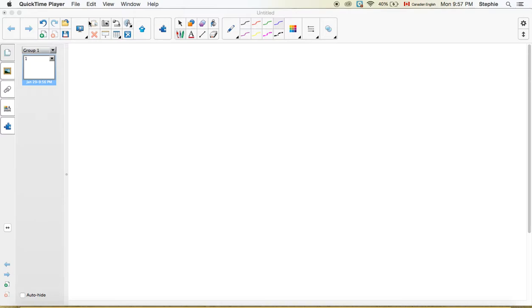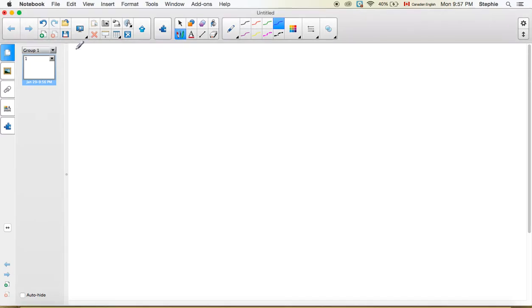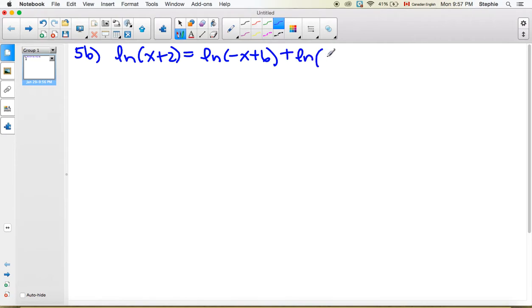Okay. We're going to now do 5b from the log test. Now 5b is a little bit different compared to 5a because there is no number that's by itself. So it's actually quite simple. It's simpler than 5a, where we had the +3. Okay, so in this case, everything is already in ln.